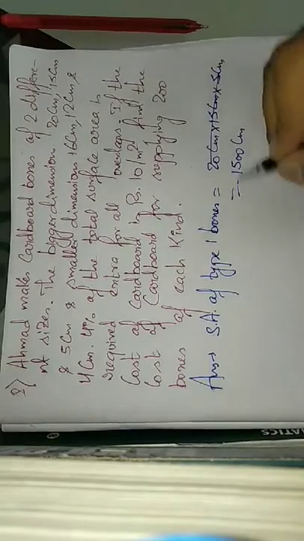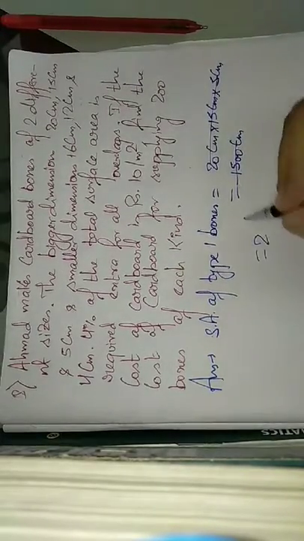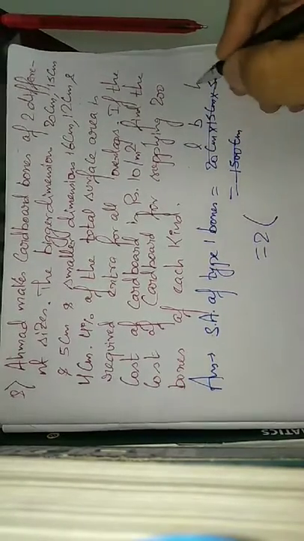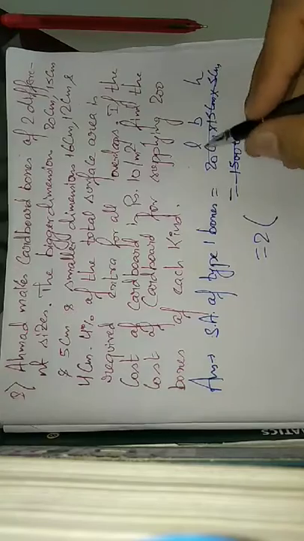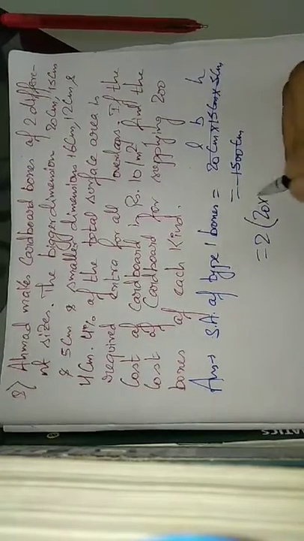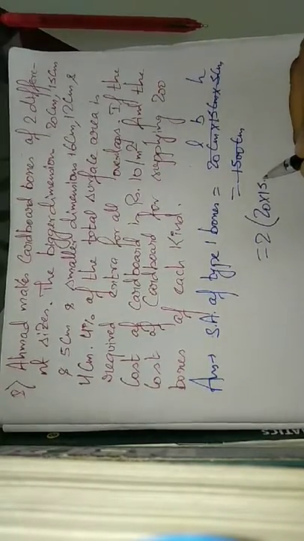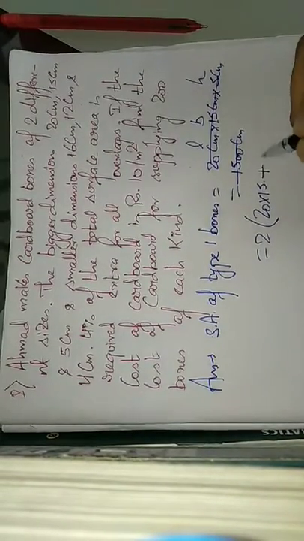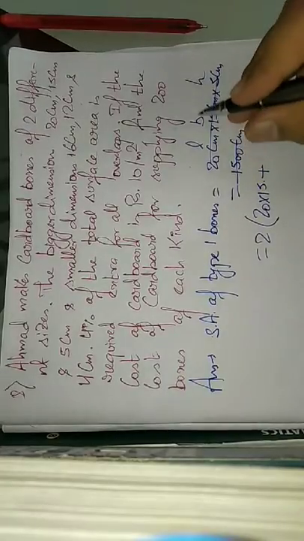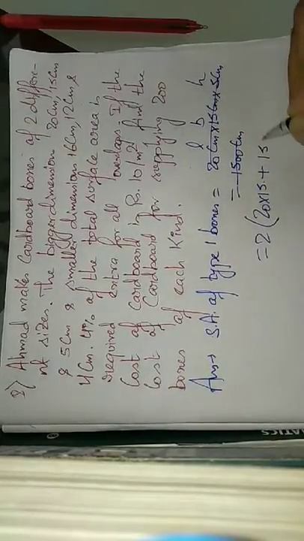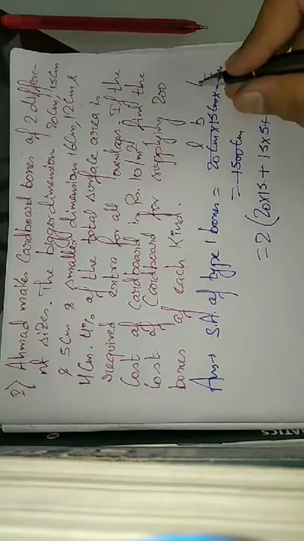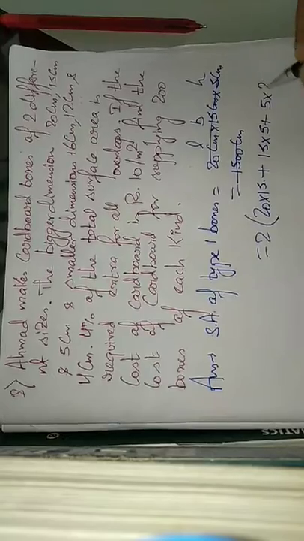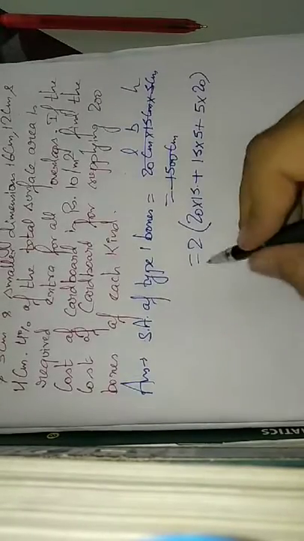Sorry students, this will be 2 into length into breadth. This is the LBH, I'm sorry. Length into breadth, 20 into 15 centimeter square, 20 into 15 plus breadth into height, 15 into 5, plus height into length, right? Plus 5 into 20. You see what is the value?